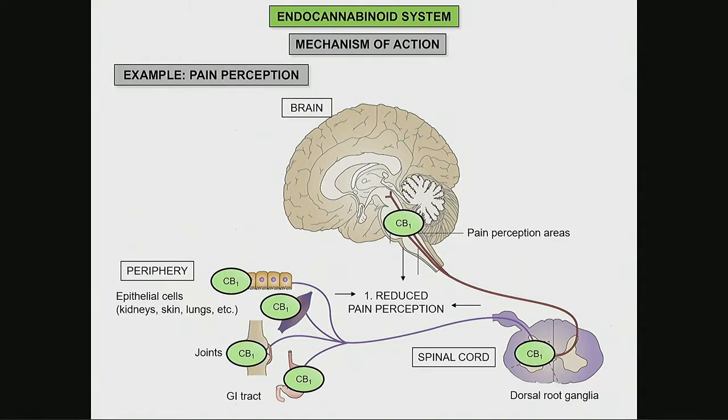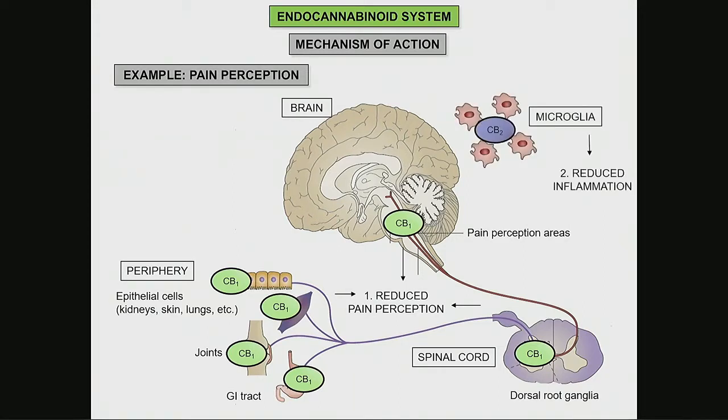But not only that, we also have CB2 receptors. Remember that they were associated to the immune system. So we have CB2 receptors in the immune cells that are in the brain, which are called microglia, and also in the immune cells in the rest of our body. And the immune cells are responsible for the inflammation processes. If we use cannabis, we can reduce all this inflammation process, and therefore the pain perception is reduced.